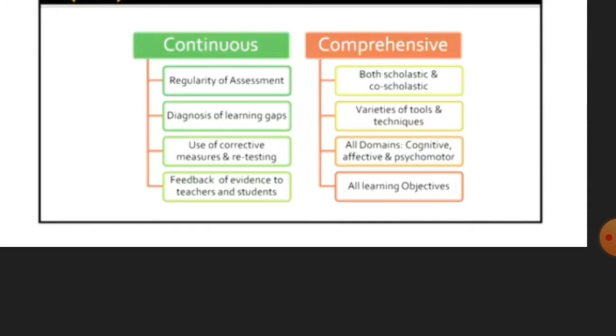Diagnosis of the learning gaps. To test that, we should use different types of tools and techniques, and use corrective measures and retesting. That means where the student is lacking, there we have to develop and correct the behavior of the students. For that, we should take feedback and check whether all the learning objectives are achieved or not. You know already, the learning objectives in mathematics are knowledge, understanding, application, analysis and evaluation. Whether the 5 are achieved or not, we should check, that is comprehensive. And if we are continuously evaluating all these things, that is continuous comprehensive evaluation.